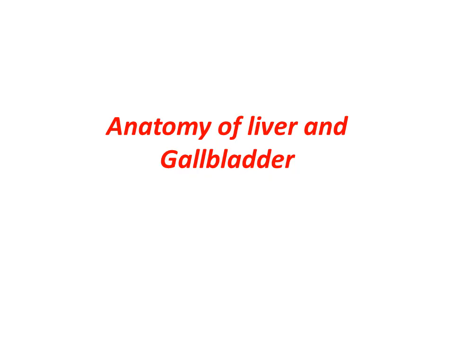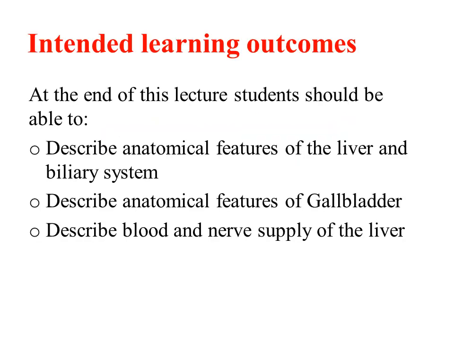This session will be about anatomy of the liver, biliary system, and gallbladder. By the end of this session, you will be able to describe the anatomical features of the liver and biliary system, describe the features of the gallbladder anatomically, discuss some clinical correlations, and memorize the blood supply and nerve supply of the liver and gallbladder.